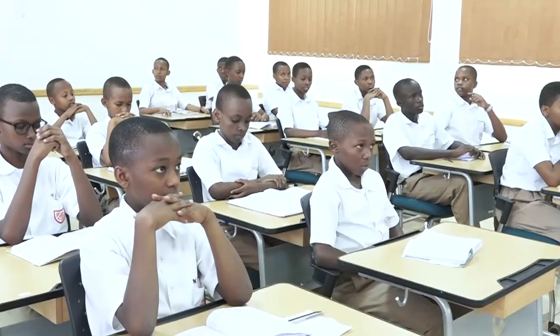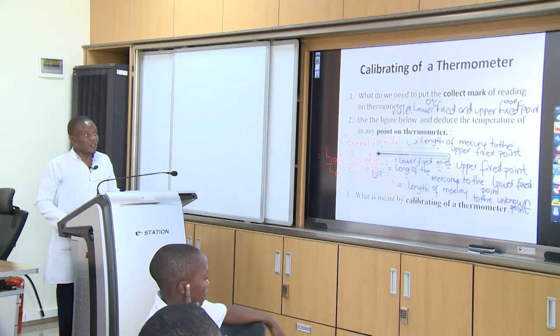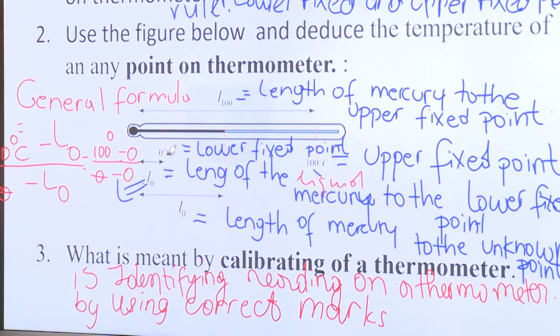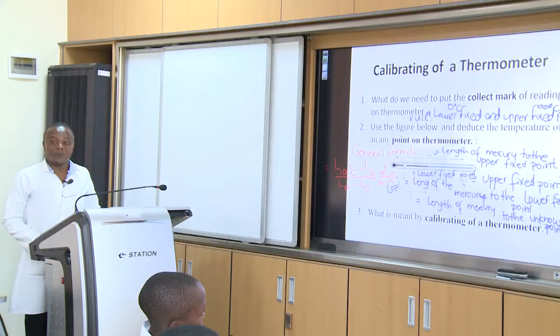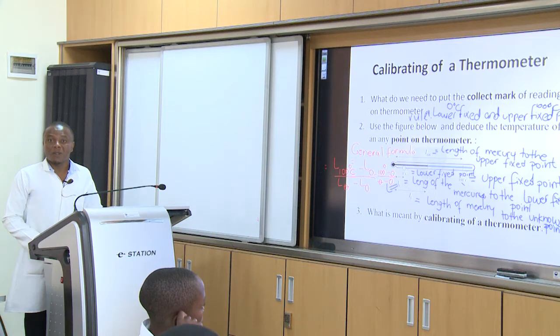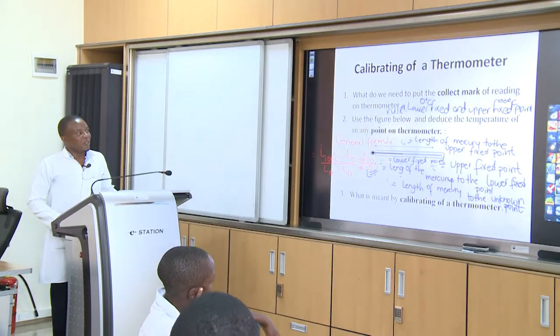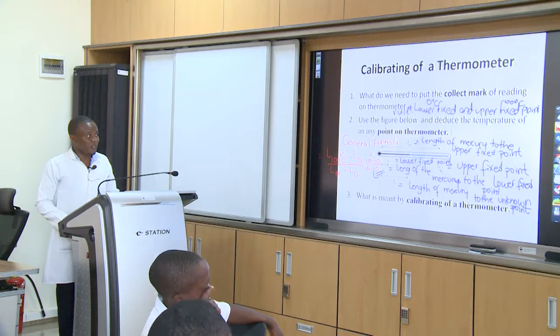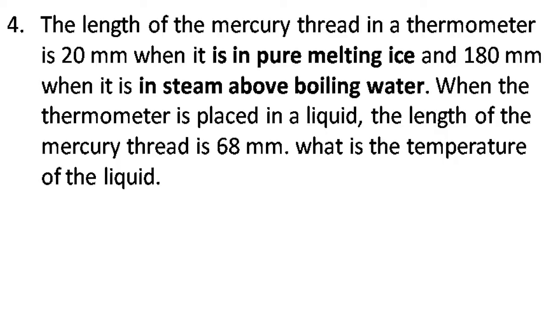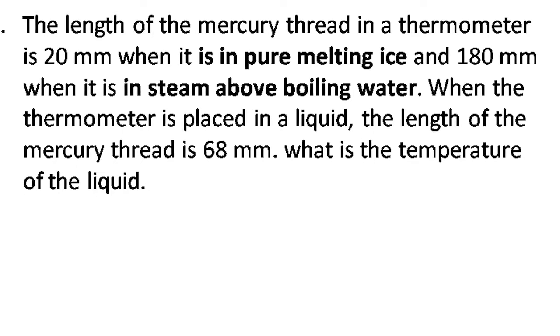I need to know if the other group has an answer that is different from this one. All of you have this answer? Yes? For calculating the temperature between 0 and 100 degrees, we must use this formula: L at 100 degrees Celsius minus L at 0 degrees Celsius over L at the unknown minus L at 0, which is equal to 100 degrees Celsius minus 0 over the unknown temperature minus 0. Here you are saying that it is the length of mercury.